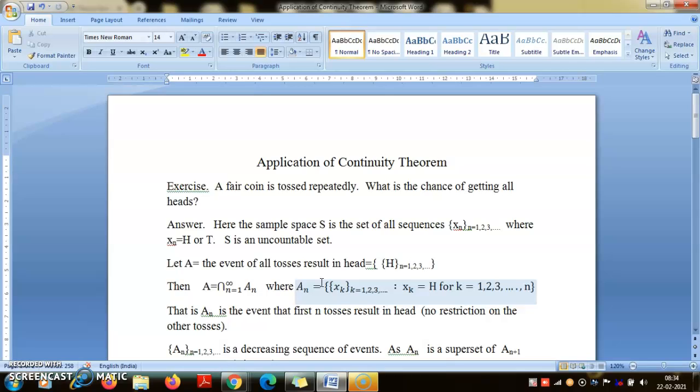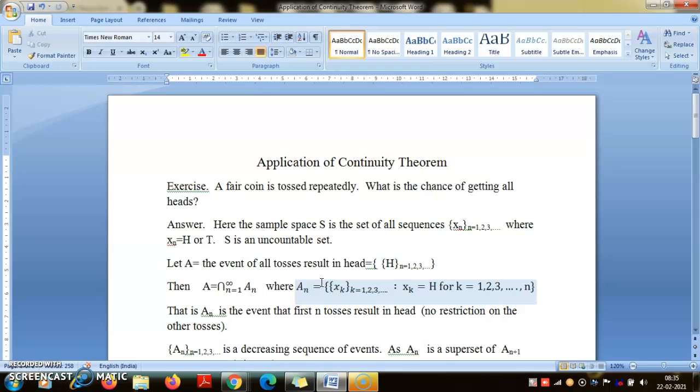Now you need not worry about convergence in probability at this stage, but just focus on the concept of infinitely many events, which I will probably repeat again in another class. The link to that video has already been shared in our WhatsApp group of MS599. Now I am going to talk about the application of the continuity theorem.